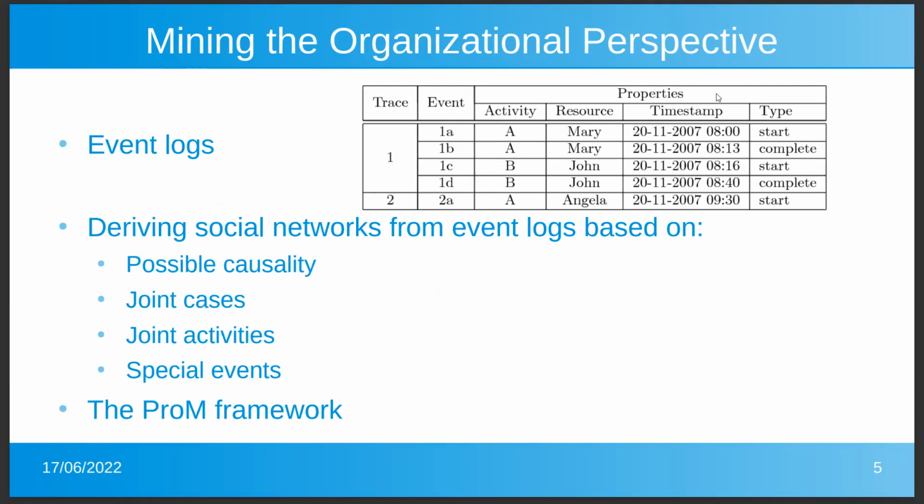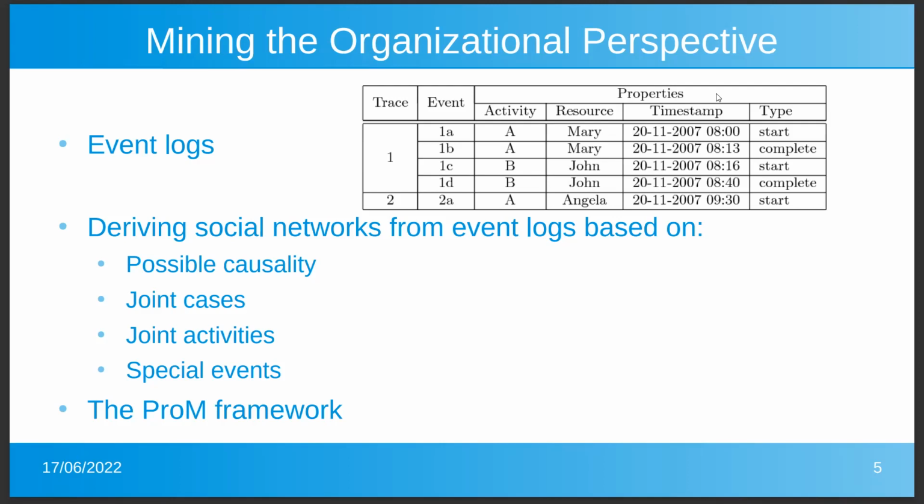So, an event log is a set of events. Each event in the log is linked to a particular trace or case and refers to an activity that can have several properties associated, like timestamp, activity name, activity type, resource or performer. So for example, in this table, the first trace is composed of 4 events, 1A, 1B, 1C, and 1D, with different properties.